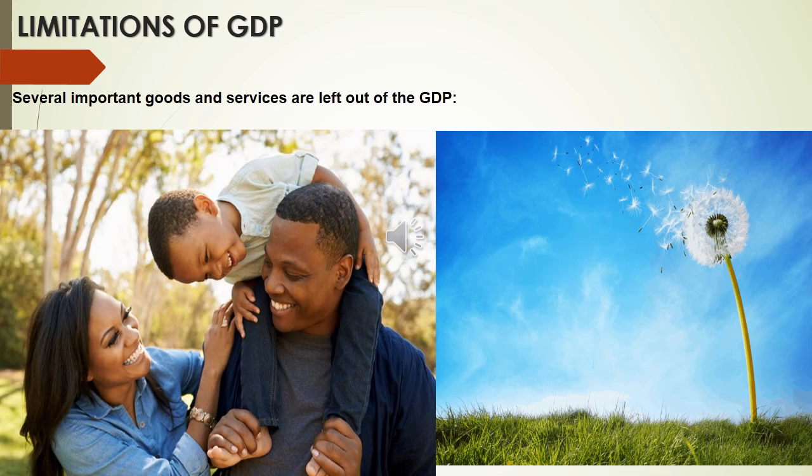So there are some limitations in GDP. That means something is not included in GDP. Though they have equal value, they are not included in GDP. So first, several important goods and services are left out of GDP. The GDP includes only the goods and services sold in the market. Already we saw the definition: the market value of goods and services. So only that is included. The service provided by parents to their children is very important, but it is not included in GDP because it is not sold in the market.